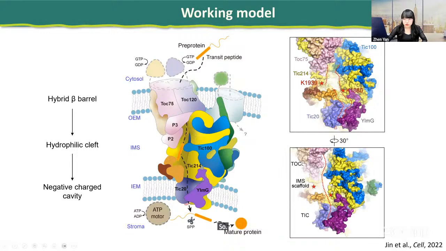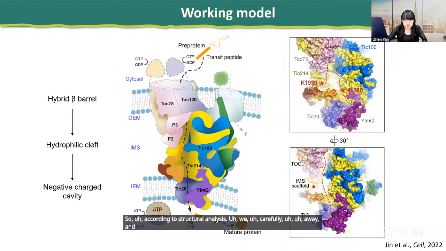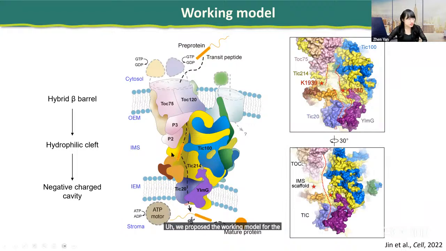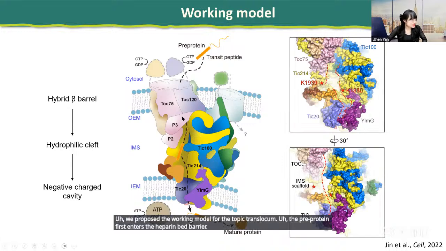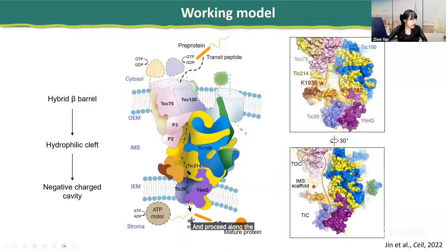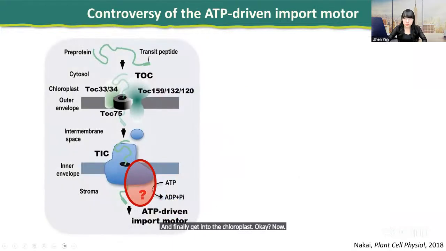So according to structural analysis, which we carefully confirmed by cross-link mass spec, we proposed the working model for the TOC-TIC translocon. The preprotein first enters the hybrid beta-barrel and proceeds along the hydrophilic cleft on the intermembrane space scaffold, and then reaches the TIC20 and YMG enclosed negatively charged cavity, and finally gets into the chloroplast. Okay, now let's come back to this slide.